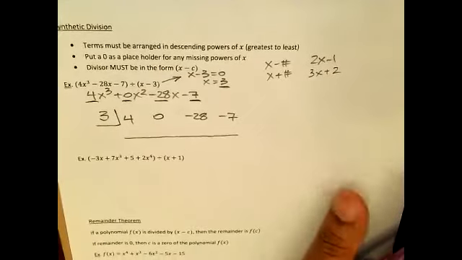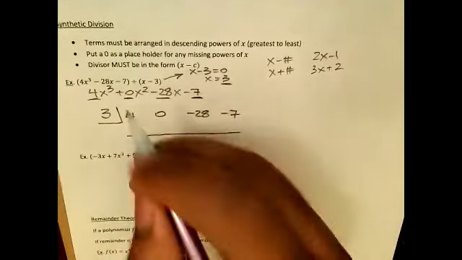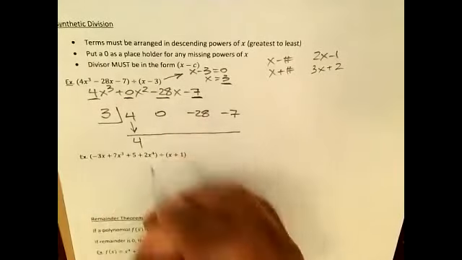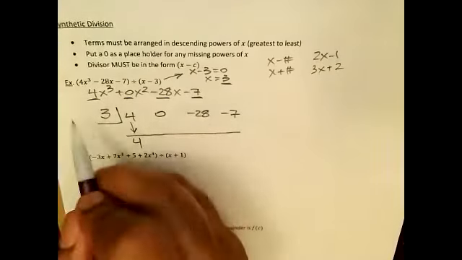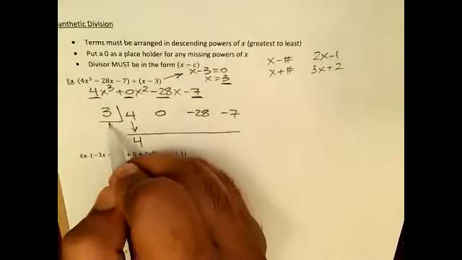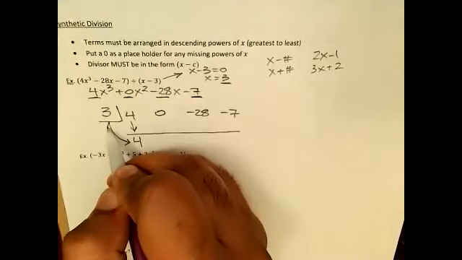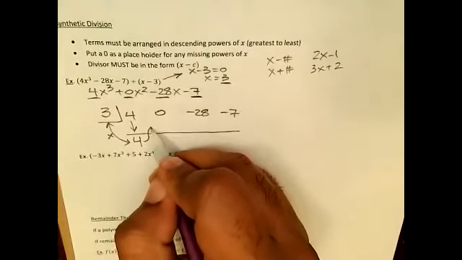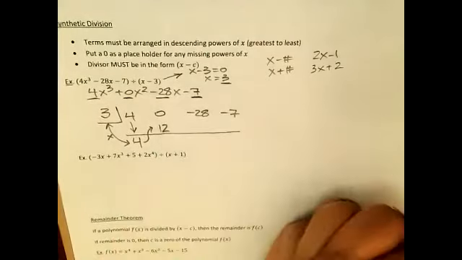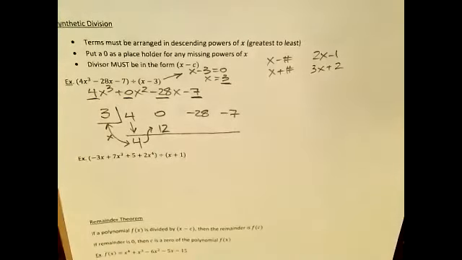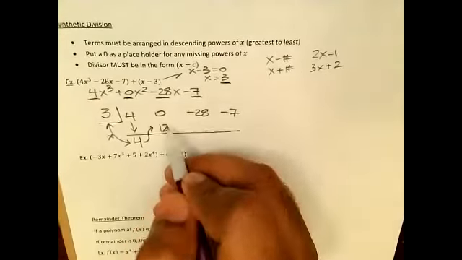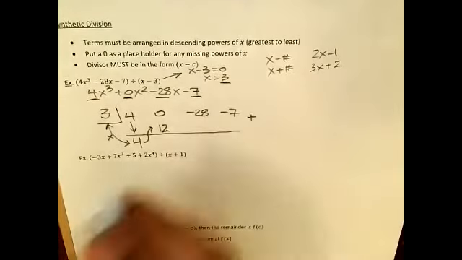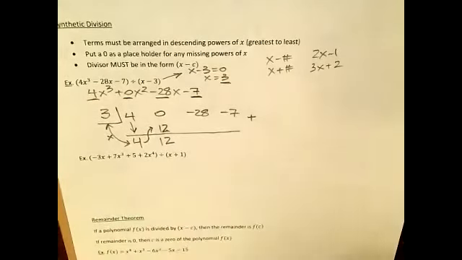Now, here is how we actually do the division process. The first number that I have, the 4, is simply going to come down, and I'm going to put 4 down there. What I'm going to do next is multiply 4 times 3. 4 times 3 is 12, and I'm going to put that number right here underneath the 0. What I'm going to do with the 0 and the 12 now is add these together. So 0 plus 12 will give me 12.